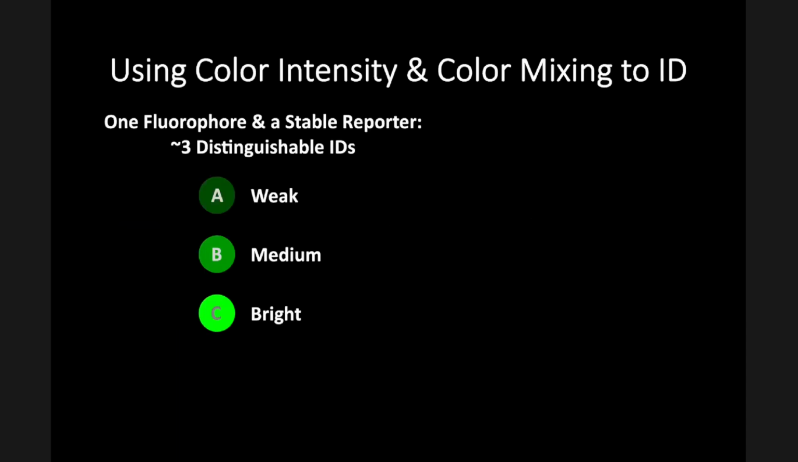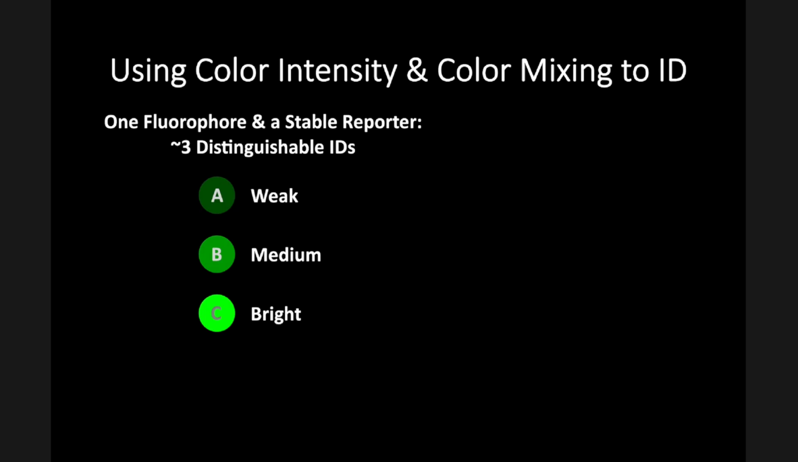Okay. So first and foremost, the more colors, the merrier, right? With one fluorophore and a stable reporter that drives that fluorophore in a particular set of cells or a particular set of neurons, I found that in the worm, we get about 3 distinguishable IDs. In some cells, it's weak, some cells it's going to be maybe medium colored, and other ones it's going to be bright. Sometimes we just see bright cells, sometimes only weak. But we can basically distinguish by eye weakly colored cells, medium colored cells, and bright cells.